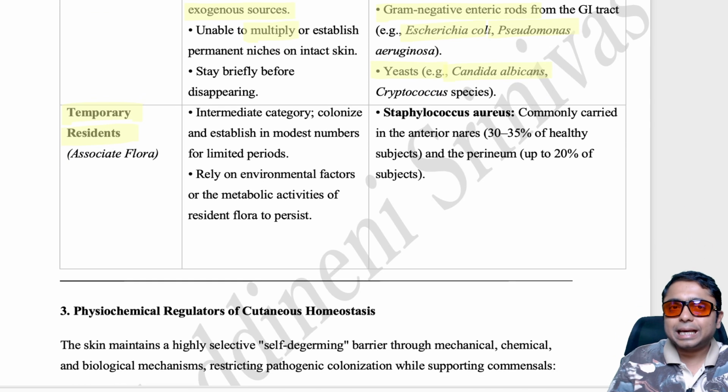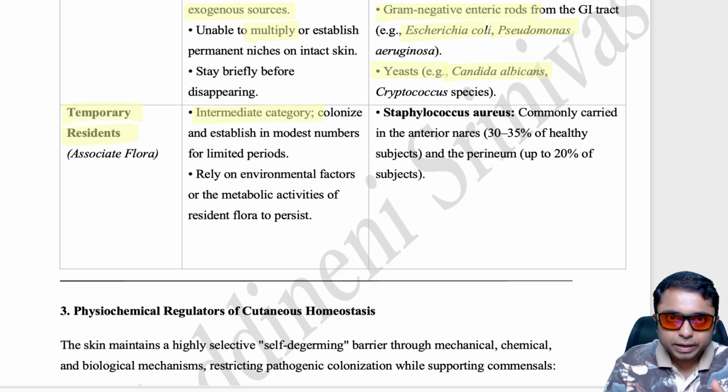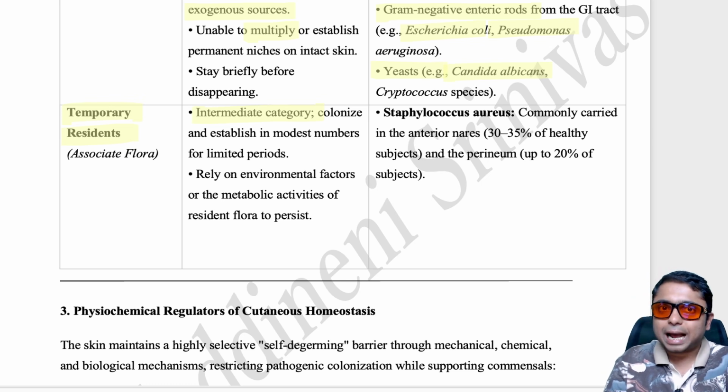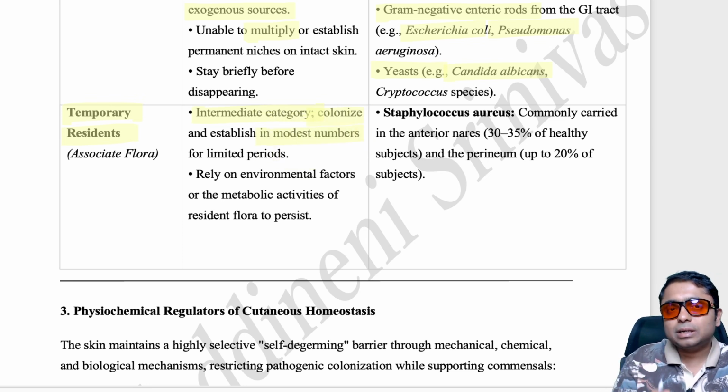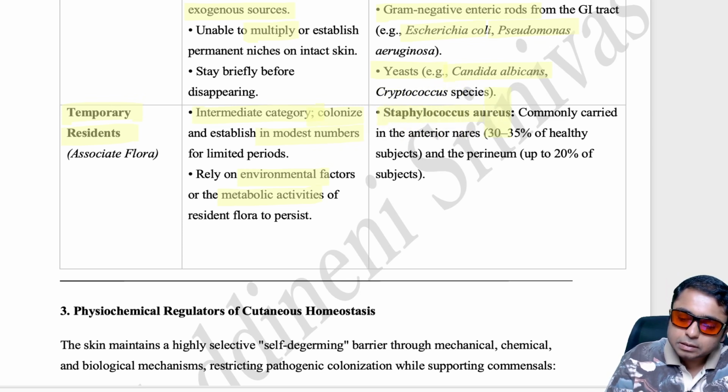Coming to temporary residents, these are associate flora. They fall somewhere in between the resident flora and the transient flora. They can colonize and establish moderate numbers for limited periods. They cannot stay over the skin for long periods of time, right? And they rely on the environmental factors or the metabolic activities of the resident flora to persist. So what are the examples for this?